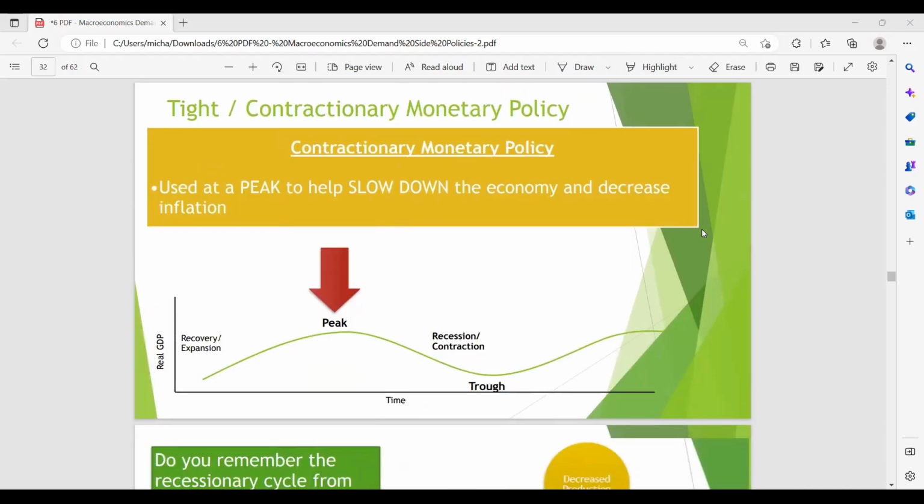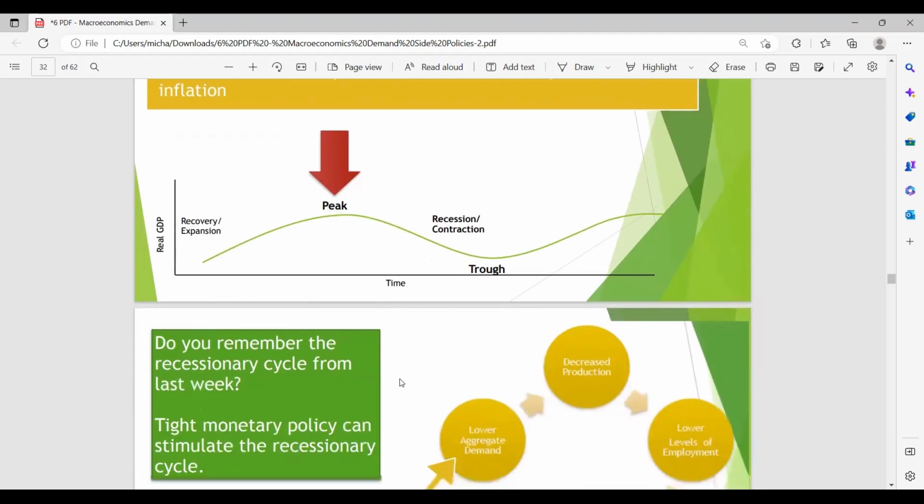It's usually used at a peak to help slow down the economy and decrease inflation. So that's where we're at right now. We're at basically the peak, so they're trying to bring down inflation.